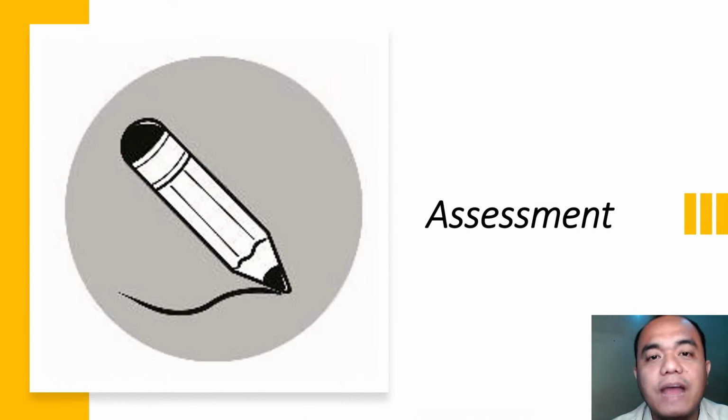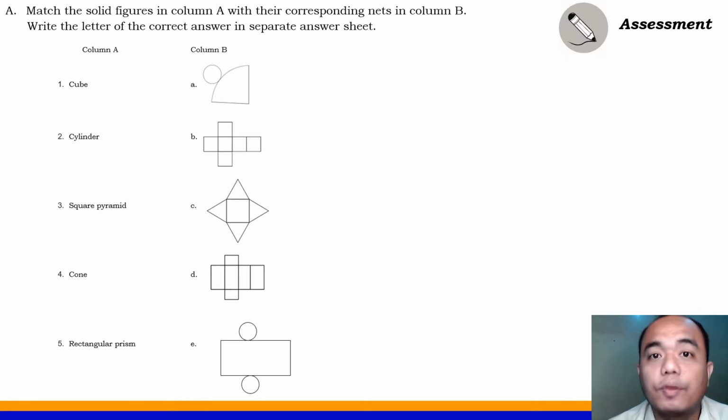This time, let us have your assessment. Again, you can use a scratch paper or any piece of paper or even your notebook in answering your assessment. I will give you 5 minutes to finish your assessment. For part A of your assessment, you are going to match column A to column B. Match the solid figures in column A with the corresponding nets in column B and write the letter only. Your time starts now.